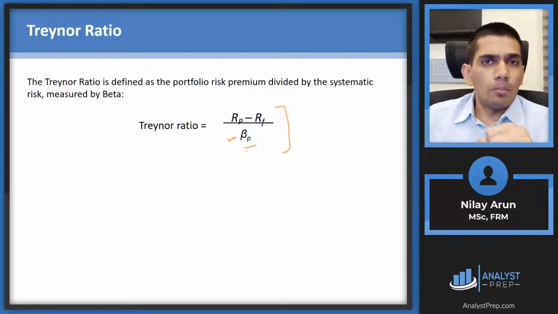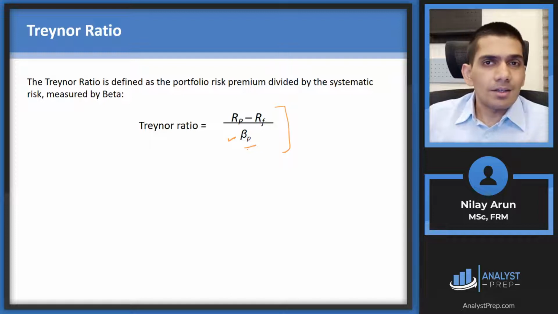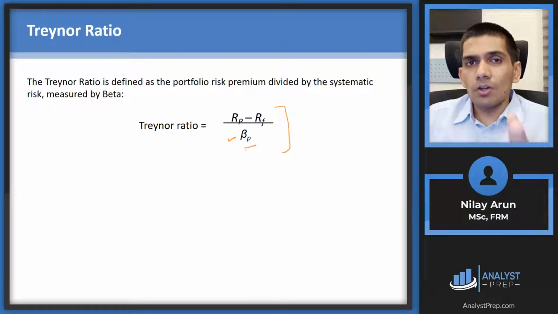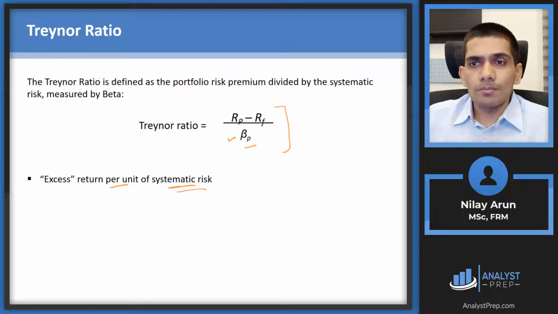Now, I hope you remember what beta was. Beta was the measure of systematic risk. That was the risk which you cannot diversify away. So in this case, how do we define it? It's the excess return per unit of systematic risk, not total risk. Total risk was for the Sharpe ratio. This one is only for the Treynor ratio. We use the systematic risk, which is beta.